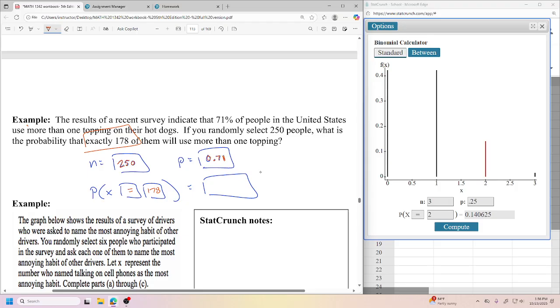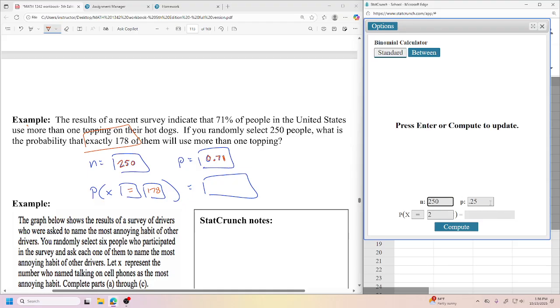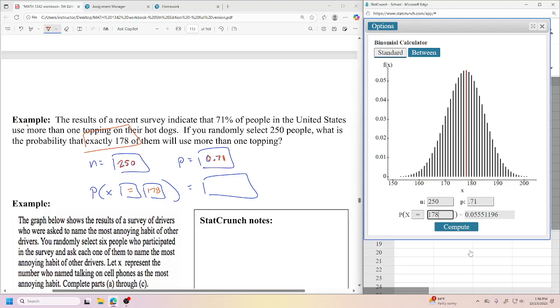And let's see what I get. Now, think about it. I got 250 people, and I'm wanting to know what's the probability of literally exactly 178 of those 250 people. It's very tiny. It's not saying more. It's not saying less. It's saying equals. Okay, and then you can see on the little red bar is saying, hey, it's pretty close to average. But it would have to be literally just that number. Nothing more, nothing less.